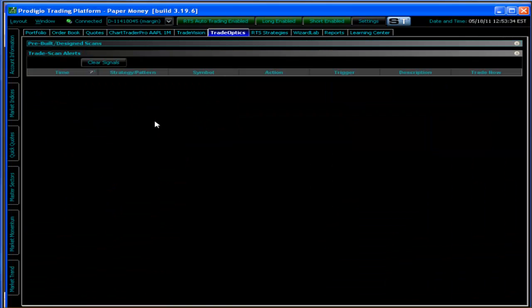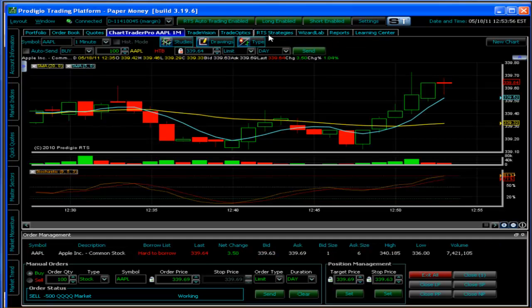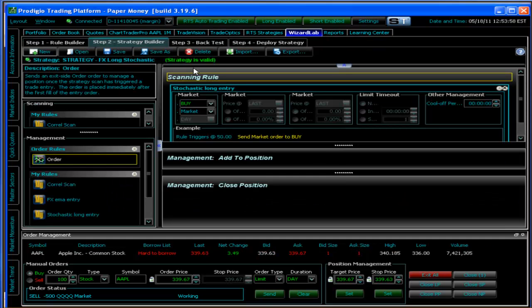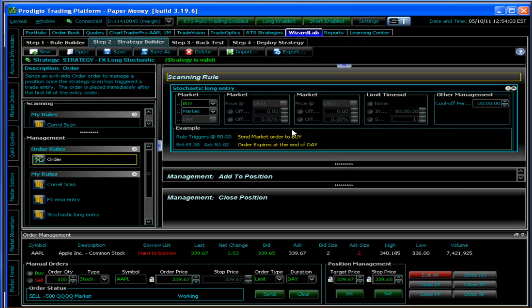But when this fires signals, in other words, when the scanning rule triggers, this will populate the trade scan alerts. And this is what a lot of you have been working with. This will populate the queue, and you can just push the Trade Now button to link it not only to your order management, which is down here, but also into Chart Trader Pro as the primary chart. So getting back to the strategy builder, this scanning rule is what drives Prodigio's robotic trading, and this is the first entry point in terms of getting in and out of position.